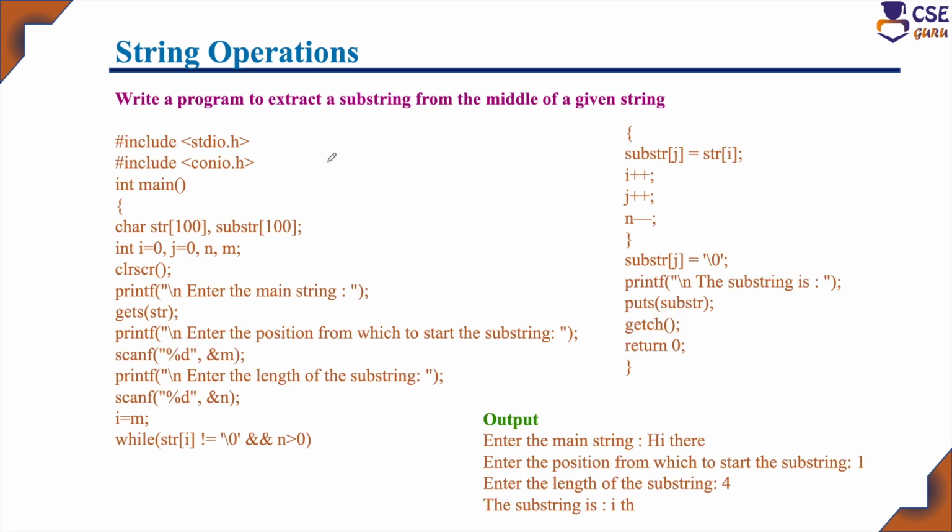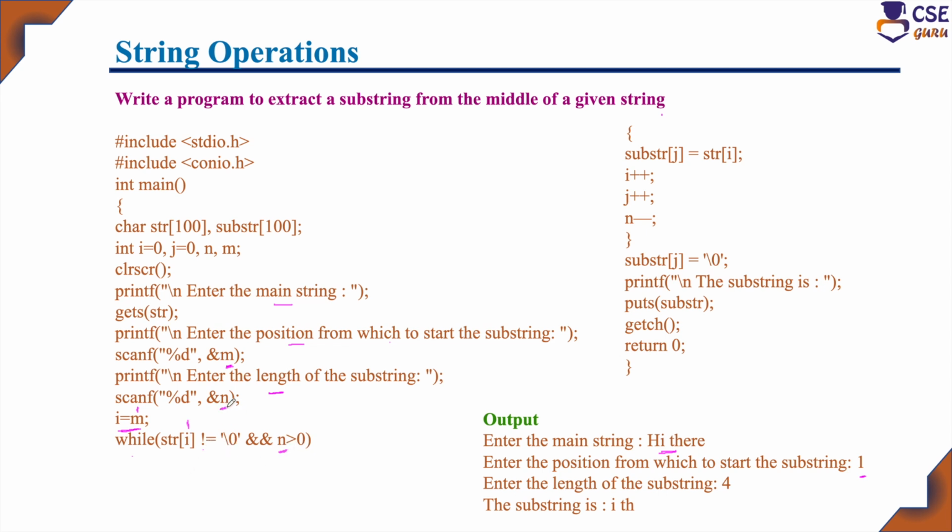So this is the C code to extract a substring from the middle of a given string. Enter the main string, enter the position of the substring, then the length of the substring. These three inputs you need to give. And then i equal to m. This m is nothing but the position of the substring. So for example, here this is the main string, and the position of the substring is 1. So m value is 1 here. Then while str of i, that is str of 1, not equal to /0 and n greater than 0.